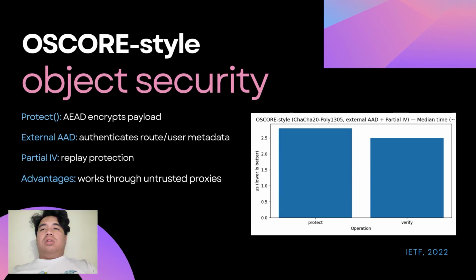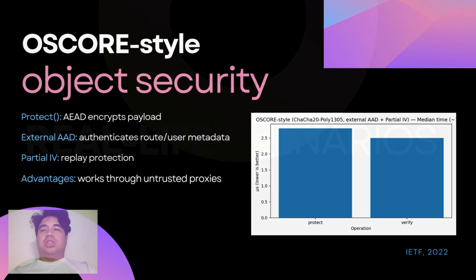Third, OSCORE, object security for constrained IoT devices. OSCORE is designed specifically for IoT sensors. It adds replay protection using partial IV nonces to prevent message reuse, key rotation for long term security, and end-to-end integrity protection. Together, these mechanisms protect sensor messages even if intermediate networks are compromised.